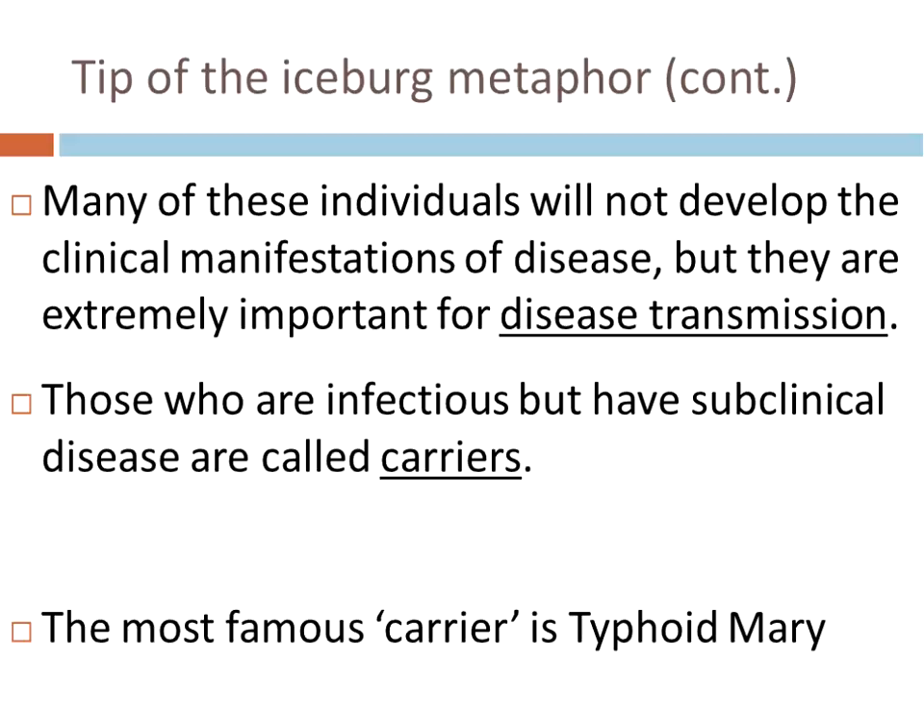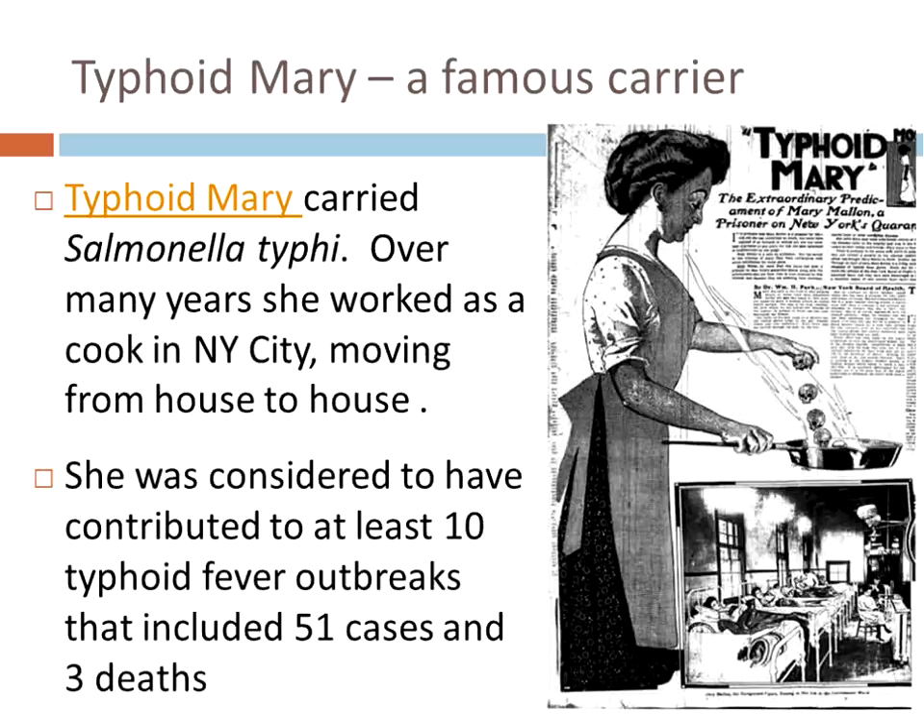So many people will not develop the disease at all, even though you have the virus inside your body. And this is important for the transmission of diseases. So I can be a carrier, and I never have the disease myself. And one of the most famous carriers was Typhoid Mary. Over many years, she worked as a cook in New York City, moving from house to house. She never developed typhoid herself. She was a carrier. And it is estimated that she contributed to at least 10 typhoid fever outbreaks, 51 cases, and 3 deaths.